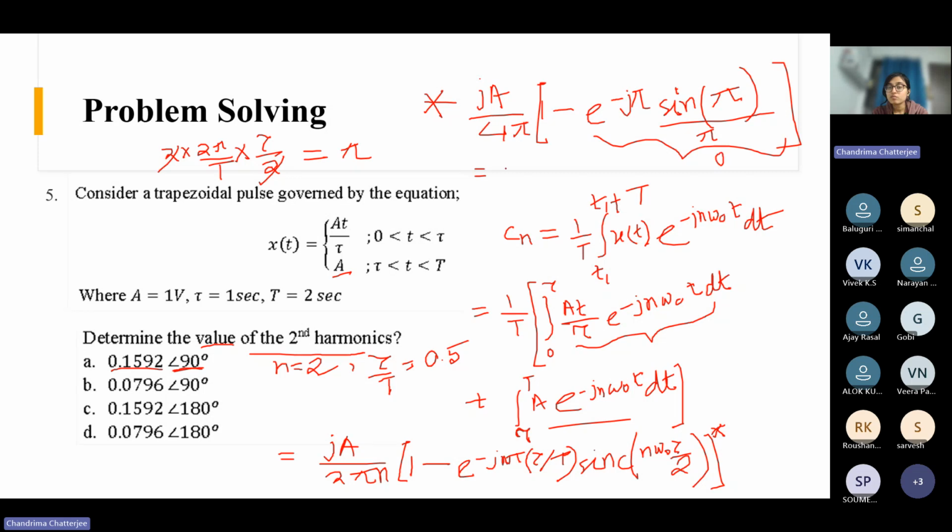And what do we have? jA by 4 pi. Simply this remains. And as we have j, therefore you can understand readily that the angle will be 90 degrees because we have j over here. A is equal to 1 volt and 4 pi. So 1 by 4 pi is the magnitude, right? So if you do 1 by 4 pi, you will find that the magnitude is this one. Okay, option B. This is the correct answer. Okay, is it okay?